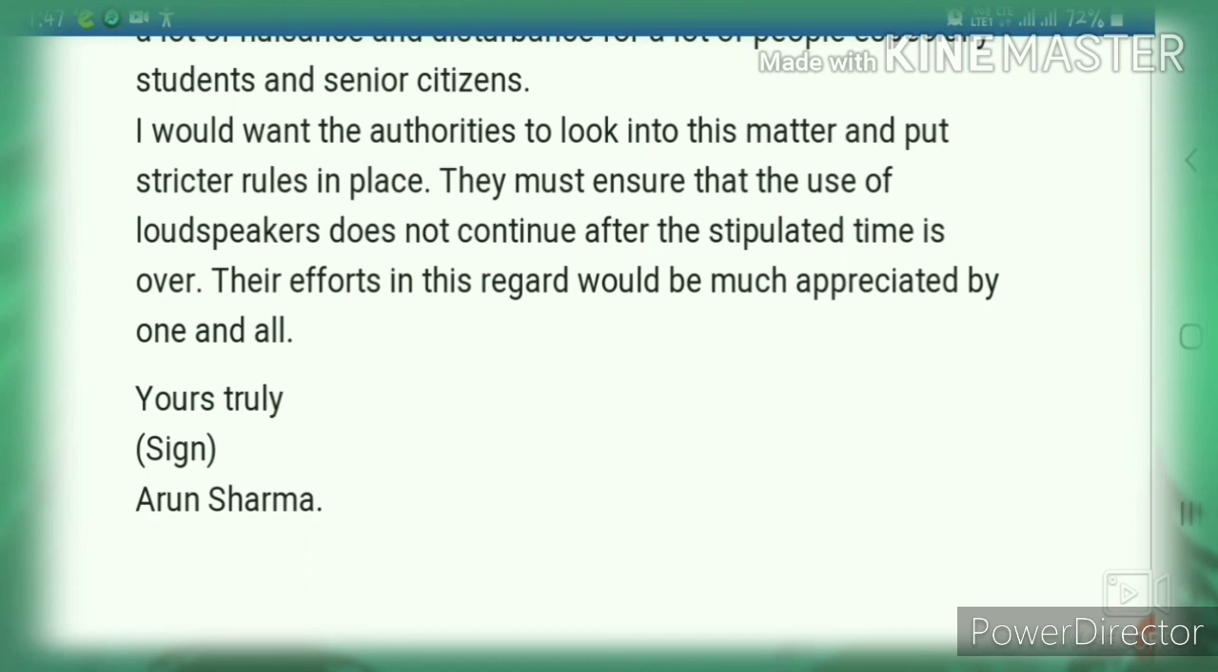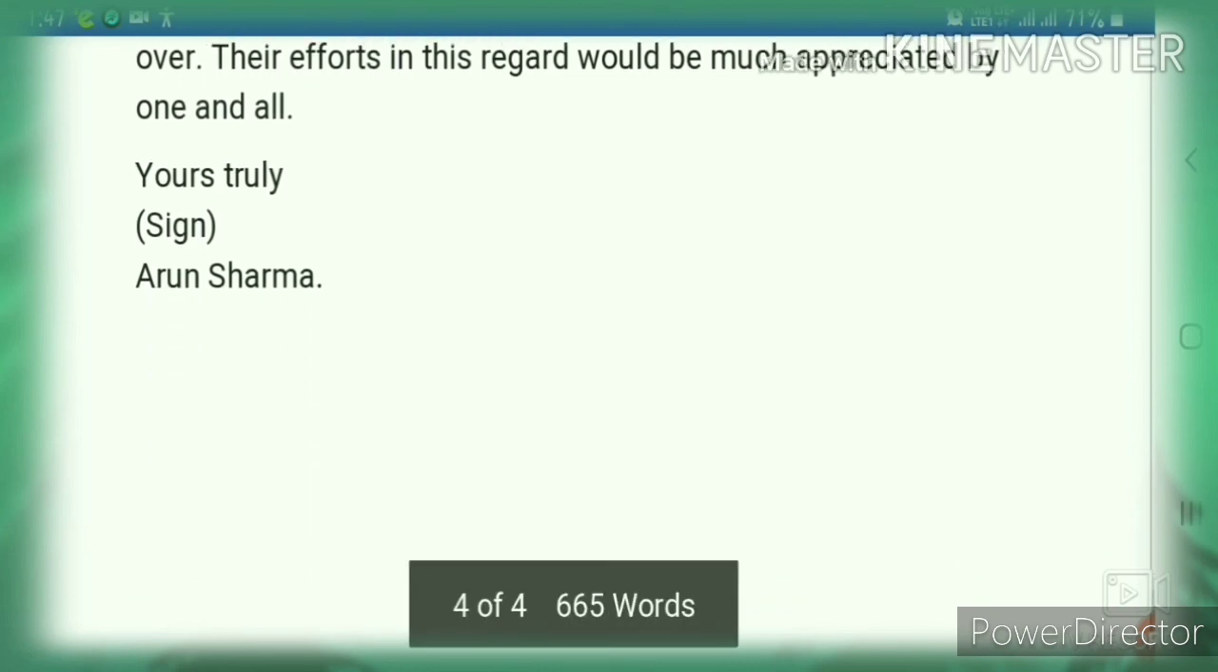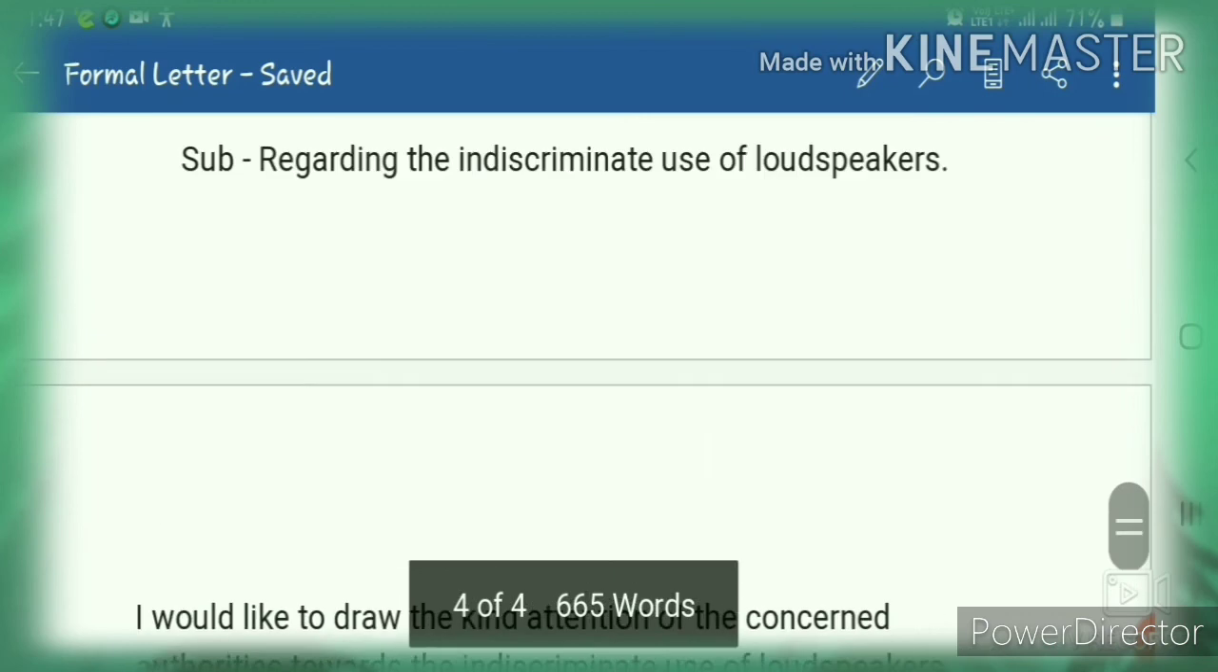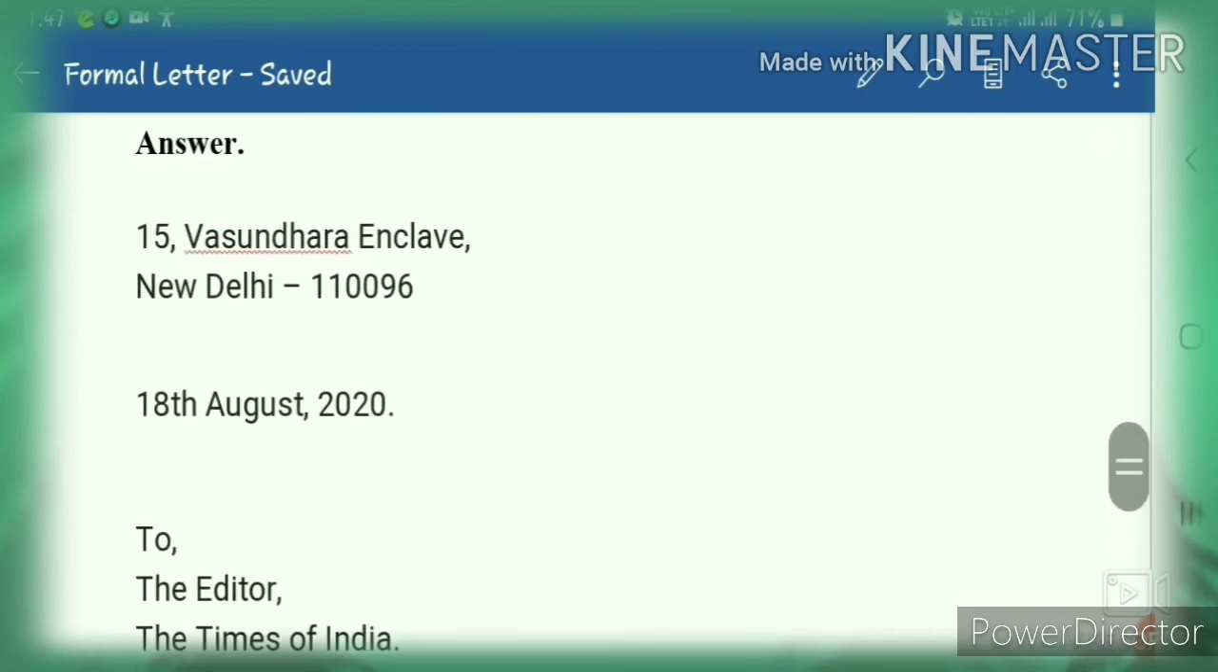All right, we close this letter here, and after that we use the closing, that is, Yours truly. At the point of the signature, we put our signature and write our name at the bottom of this letter in block letters, that is, Arun Sharma. So this is your formal letter. This is how you write a formal letter. All right. So you have to follow these steps of writing this letter.